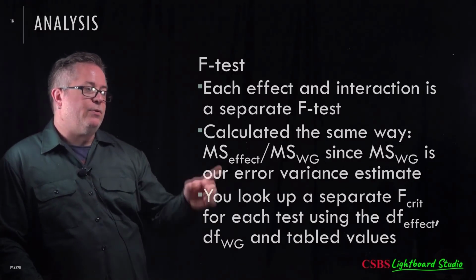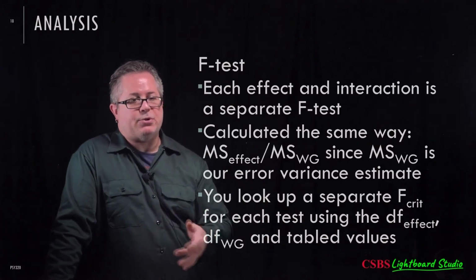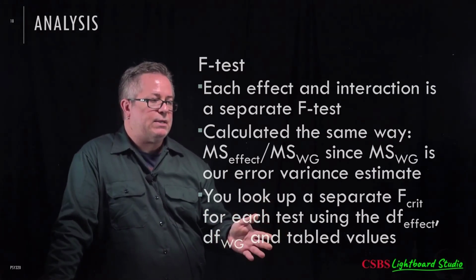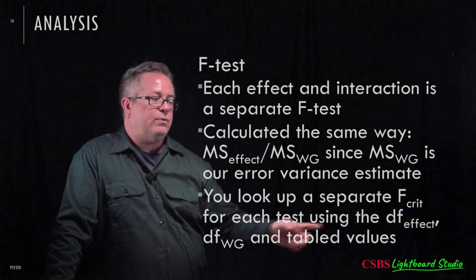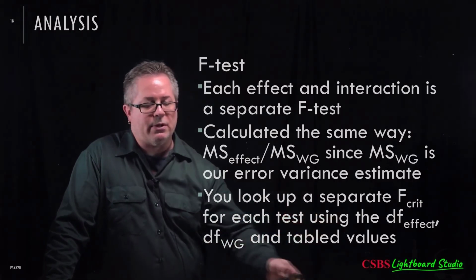This is calculated the same way, and as we saw in the steps, you look up a separate F critical for each test using the degrees of freedom for the effect and within. You look them up using tabled values, which is what we already did in step 5.